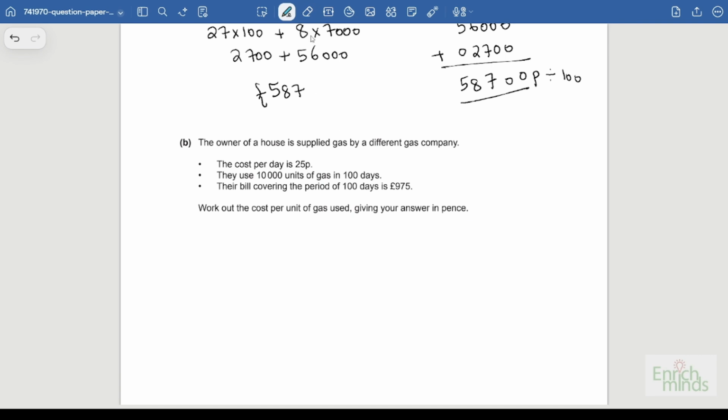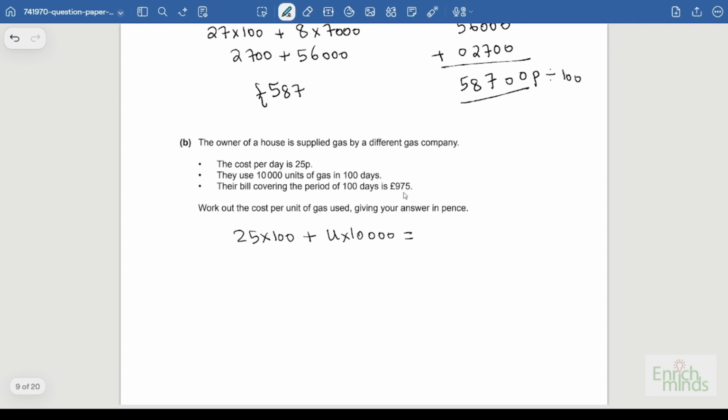So again, we can use a similar method, but here we don't know the cost per unit of gas, and that's what we need to figure out. They say the cost per day is 25p and they used 10,000 units for 100 days. So for 100 days, 1 day cost was 25p, so for 100 days it will be 25 times 100. Plus, they have used 10,000 units and we don't know the cost per unit, so let that be U times 10,000.